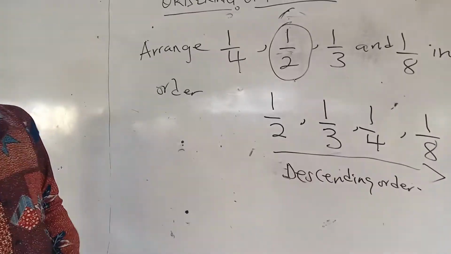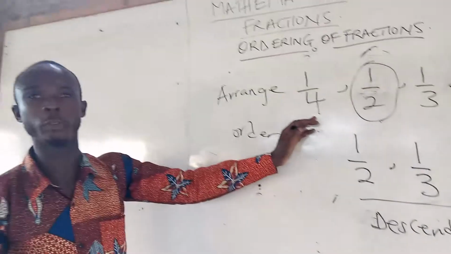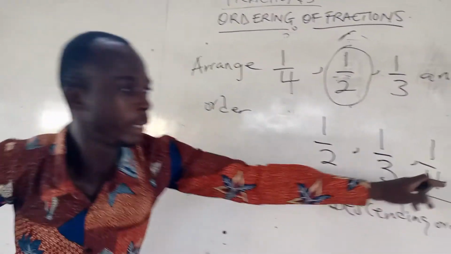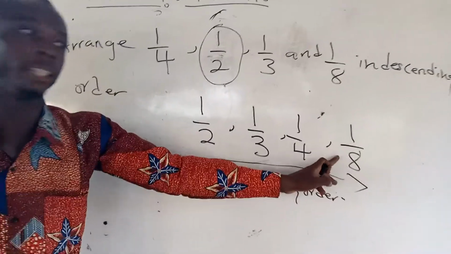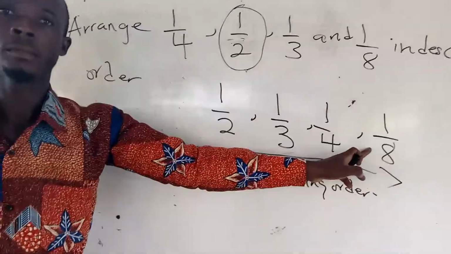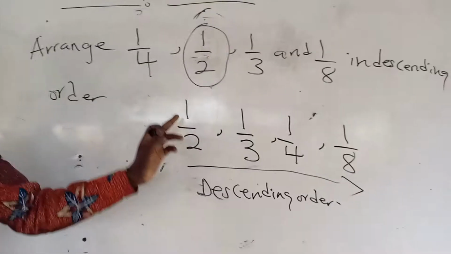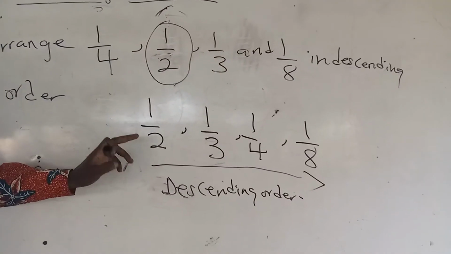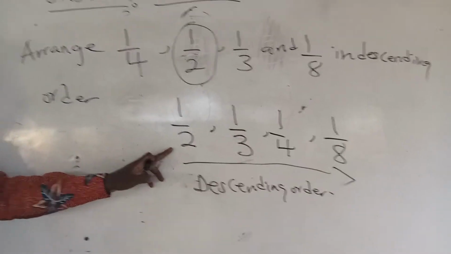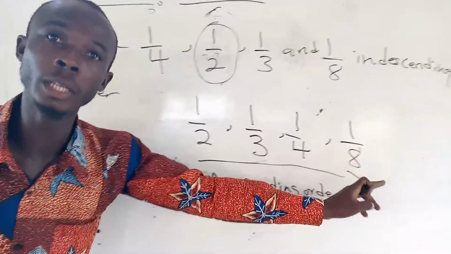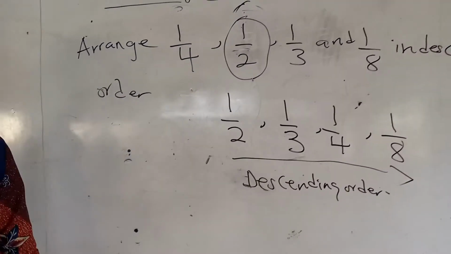Always, students find this topic very difficult. Because if you don't take care, you may take this as your greatest fraction, and that is wrong. Because I said always when given same numerators, the one with the least denominator is the greatest fraction. This means the one with the greatest denominator is the least fraction. Let's take note.